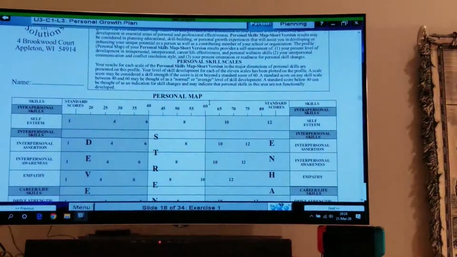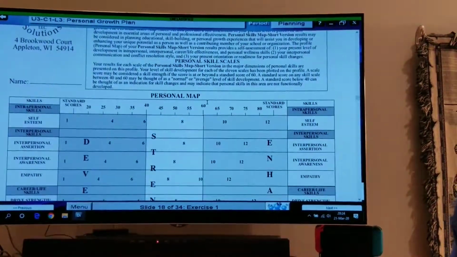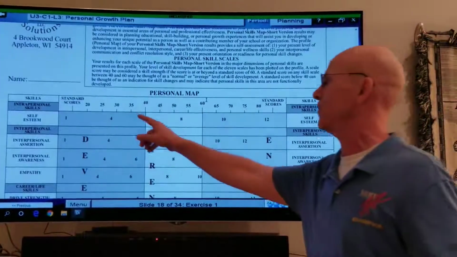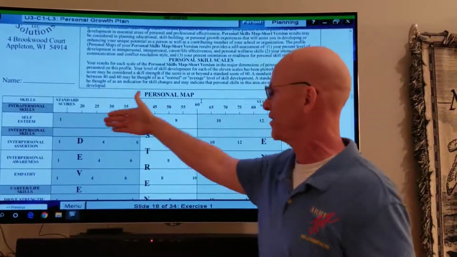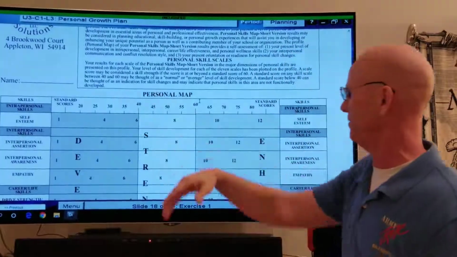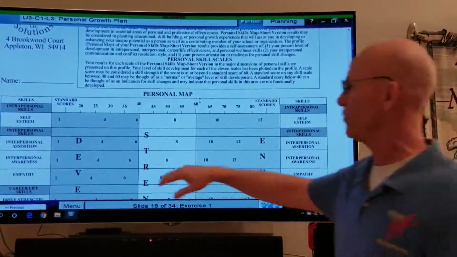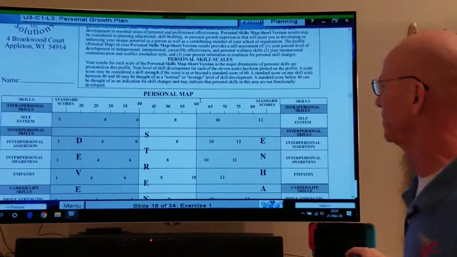So if you have a 5, well, there's no 5 on there, right? There's a 4 and a 6. So what I would do is I draw a line between 4 and 6, and that's kind of a graph I'm making. So that shows what level I am in self-esteem there. So that's going to be an area to improve. And you'll see that as you come down.